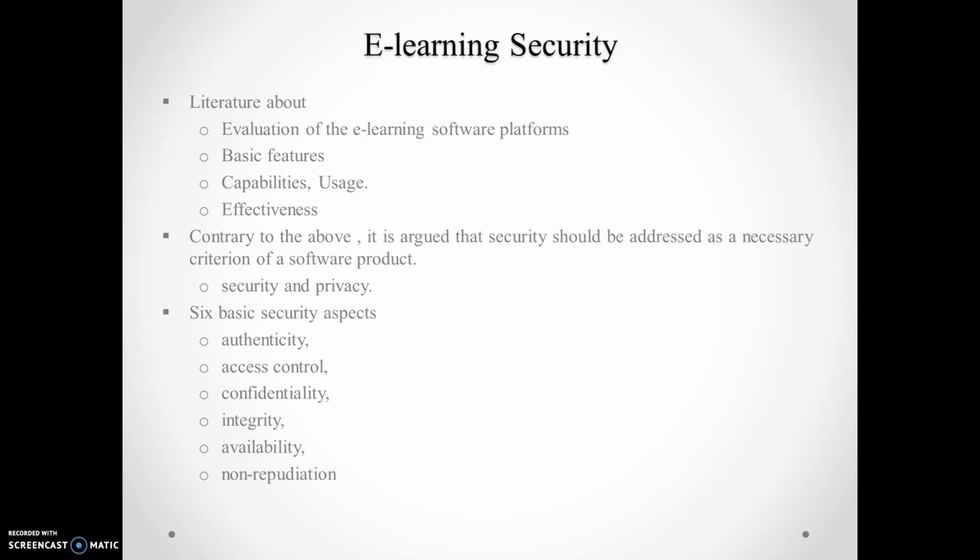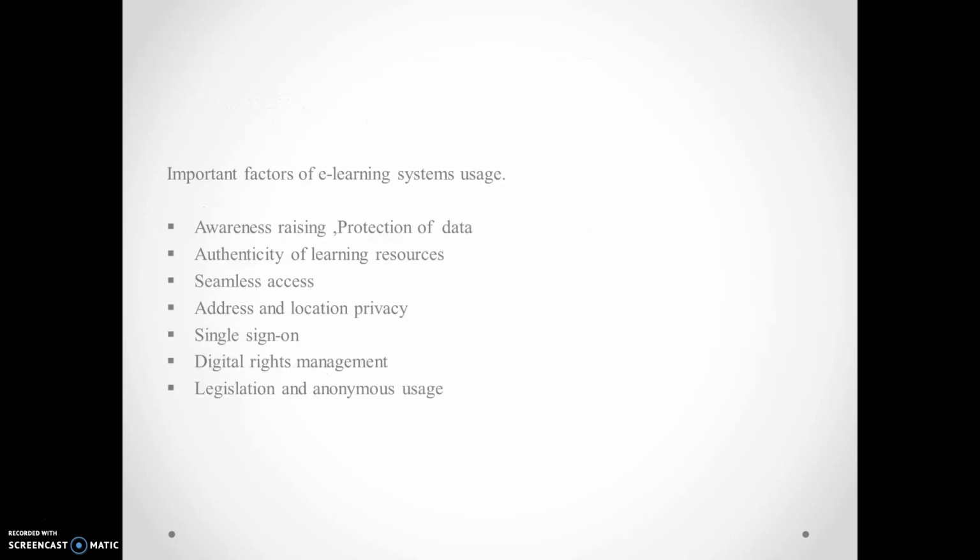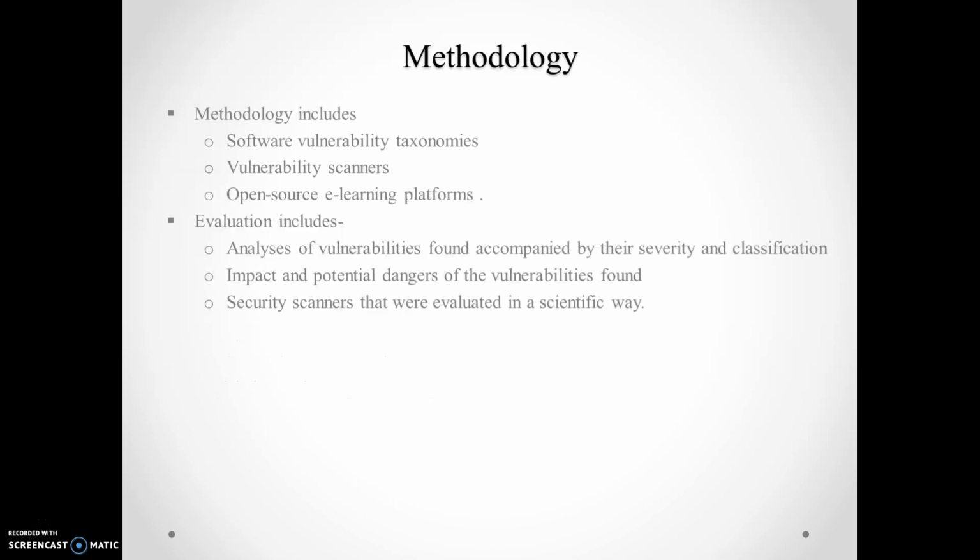The 6 basic principles of security are authenticity, access control, confidentiality, integrity, availability, and non-repudiation. The important factors of e-learning system usage, to name a few, are awareness raising, protection of data, single sign-on, seamless access, digital rights management, anonymous usage, and authenticity of learning resources.